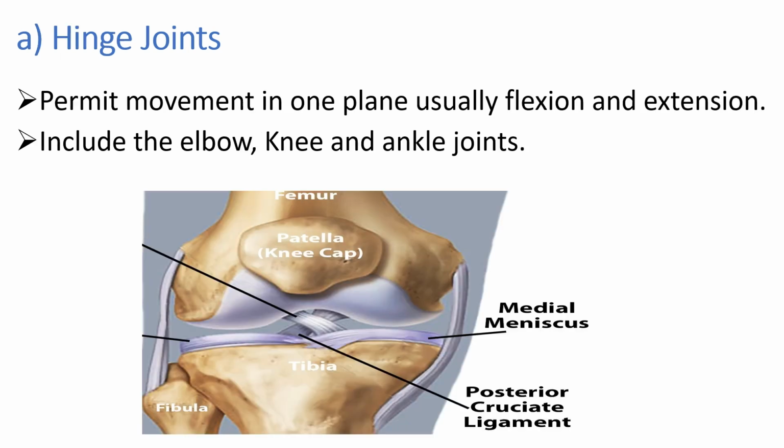So A, we have the hinge joint. This permits movement in one plane, usually flexion and extension. It includes the elbow joint, the knee joint, and the ankle joint. So here we have an example of a knee joint, which allows movement in one plane, that is flexion and extension.